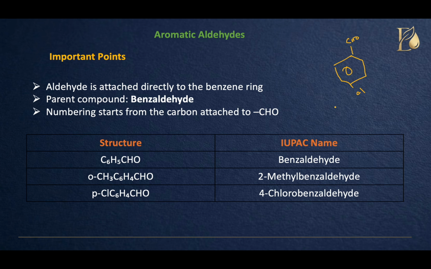If you are confused with the ortho, meta, para positions, then go and watch the previous videos where we have discussed the ortho, meta, para positions, then come back here. Simply, if two substituents come at the 1, 2 position, then that is ortho. If it is at the 1, 3 position, that is meta. If it is at the 1, 4 position, then that is para. Clear?